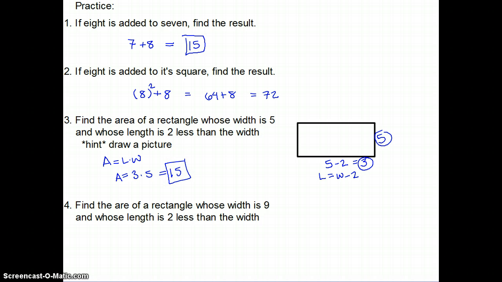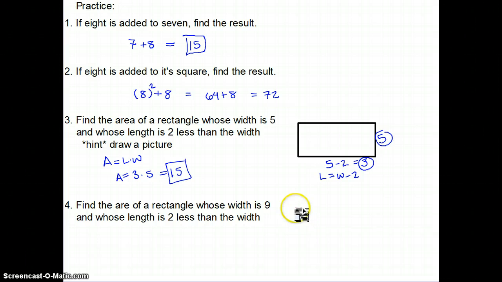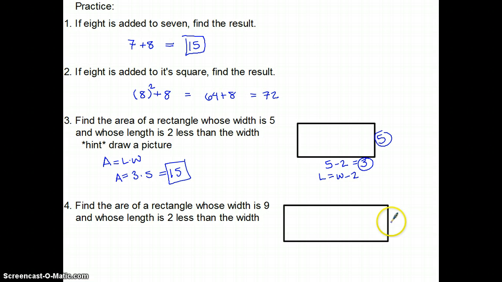Last, find the area of a rectangle whose width is 9 and whose length is 2 less than the width. So again, I'm going to go ahead and draw a picture. Here's my rectangle. It has a width of 9, so my width, W, equals 9, and the length is 2 less than the width, again. So I'm going to take my width and subtract 2, and that will tell me what my length is.